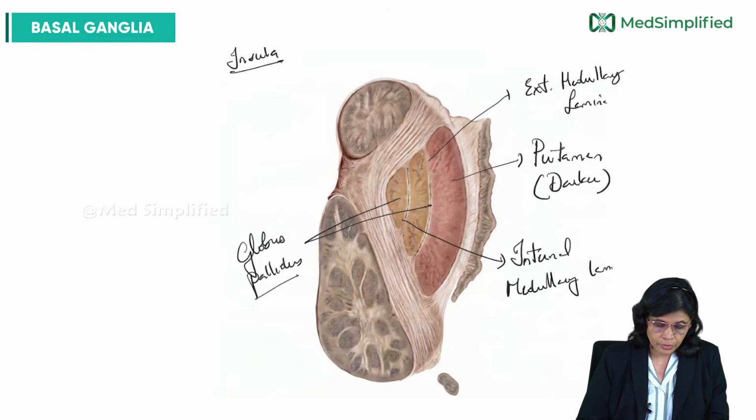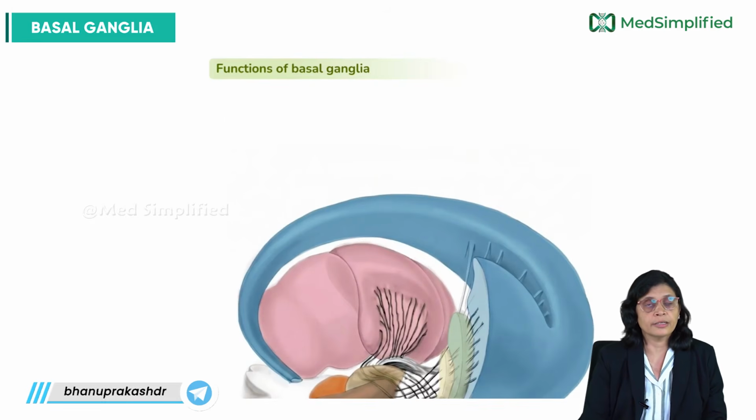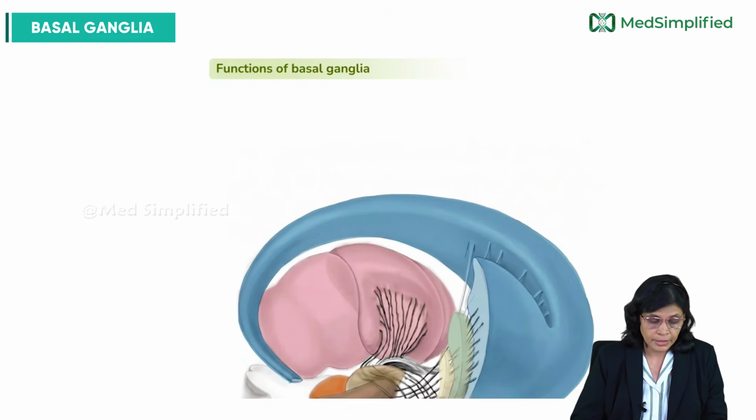Okay, so the globus pallidus will be divided into two parts here, into outer and inner segments. So why is this basal ganglia important? It forms an important part of the extrapyramidal system.